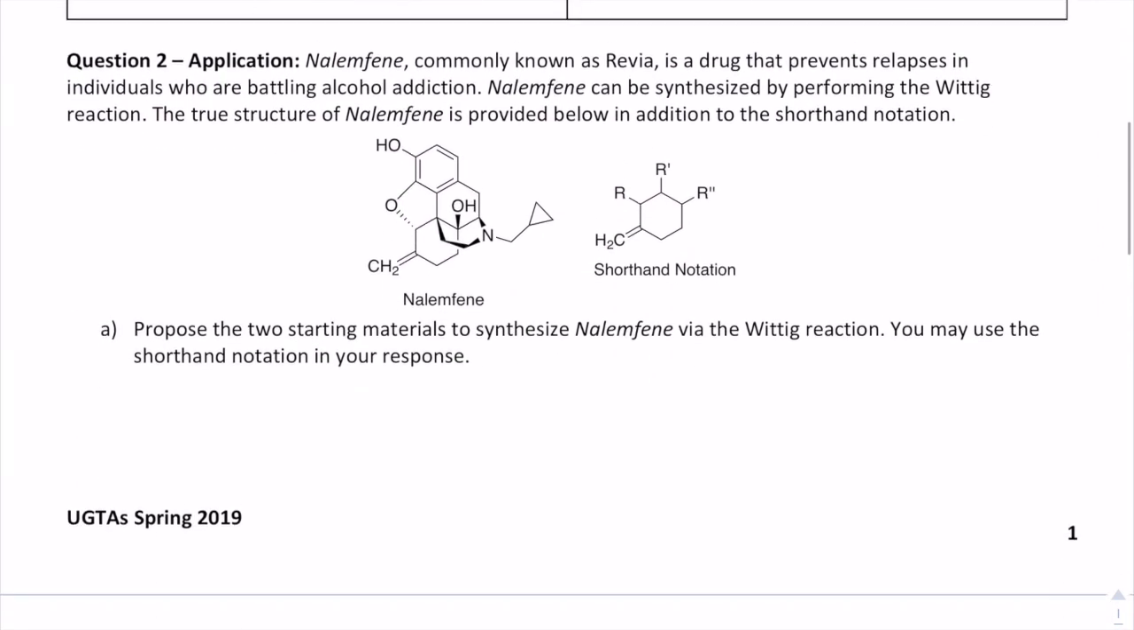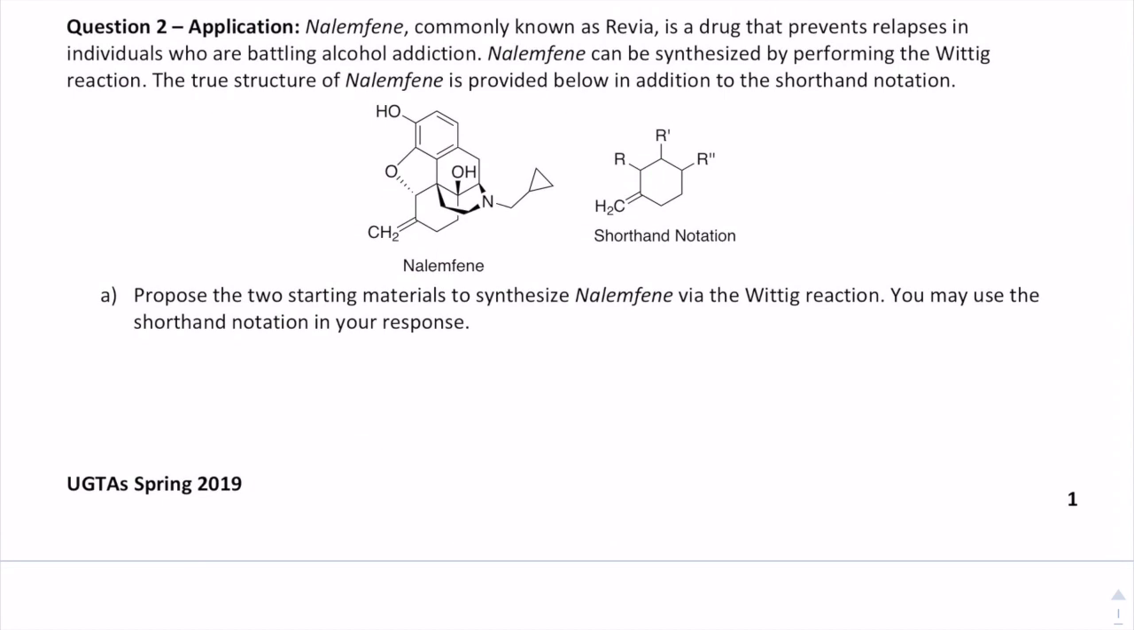So let's look at our first application problem. Naltrexone is commonly known as Revia. It is a drug that prevents relapses in individuals that battle alcohol addiction. So we realize that naltrexone can be synthesized by the Wittig reaction. Below I gave you the true structure of naltrexone, and I gave you a shorthand notation because we're not going to expect you to draw out the full crazy structure that is naltrexone. So part A, propose the two starting materials to synthesize naltrexone via the Wittig reaction. You may use the shorthand notation in your response.